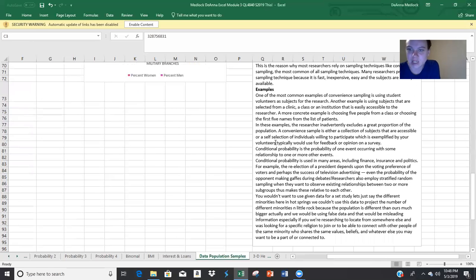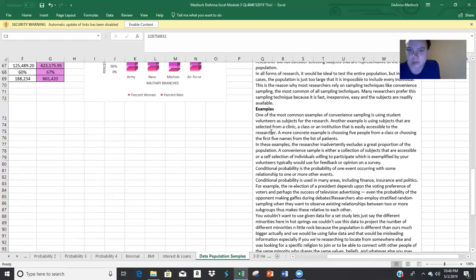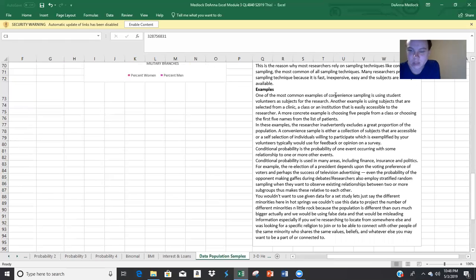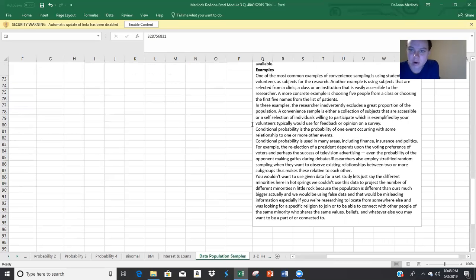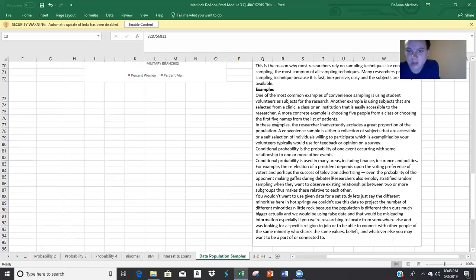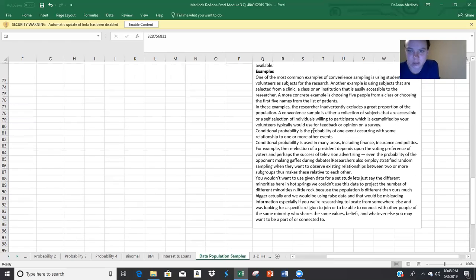It's fast, inexpensive, and easy. Convenient sampling is using student volunteers as subjects for the research. Another example is using subjects that are selected from a clinic, a class, or an institution that's easily accessible. A more concrete example is choosing a class or choosing the first 5 names from a list of patients.